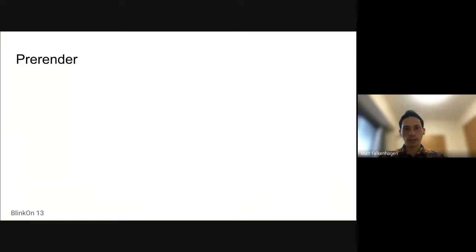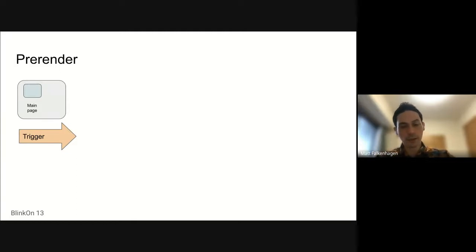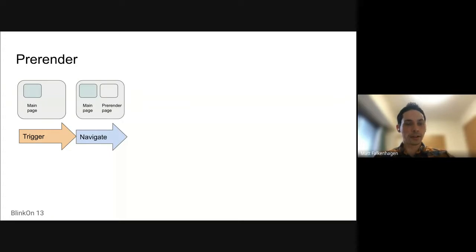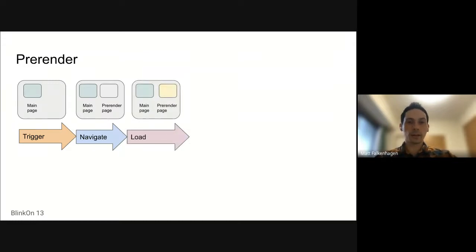So let's look into how pre-rendering actually works. As before, suppose you have a page that has something on it that triggers pre-rendering, a link rel prerender tag, for example. Once we trigger it, the browser is going to start a navigation to the pre-render page. So we still have the main page here, and in a hidden background place, we're starting to navigate to the pre-render page. Once we have the contents of that, we start loading it. Now we have the main page and the pre-render page coexisting. They're both loading things, and they're both executing JavaScript.